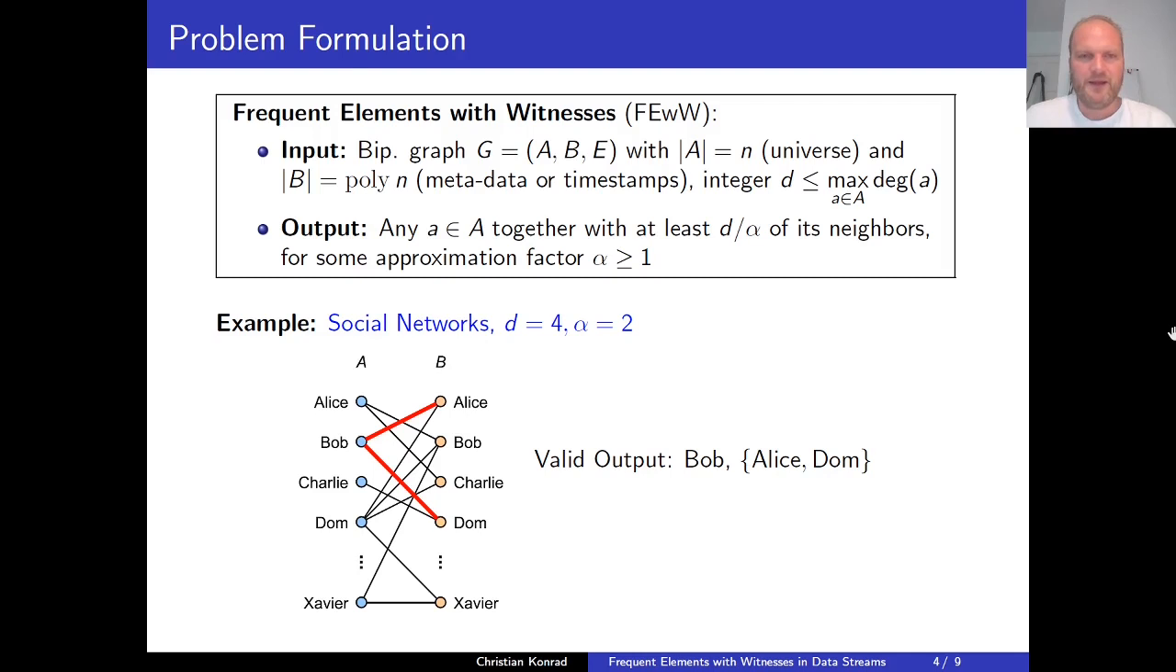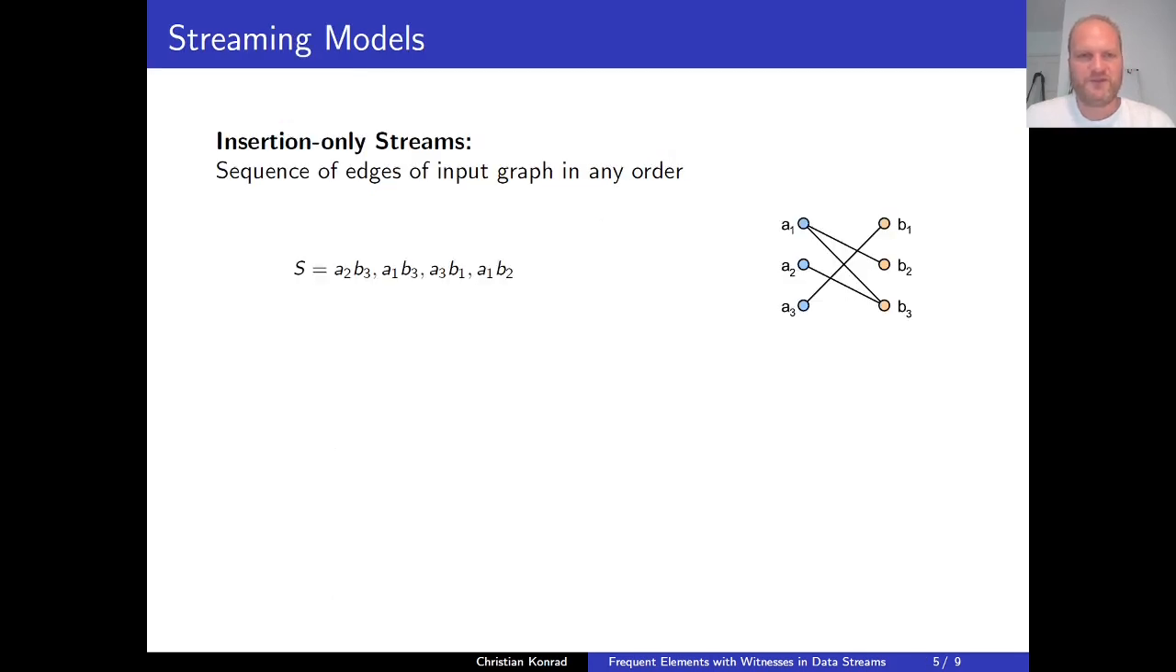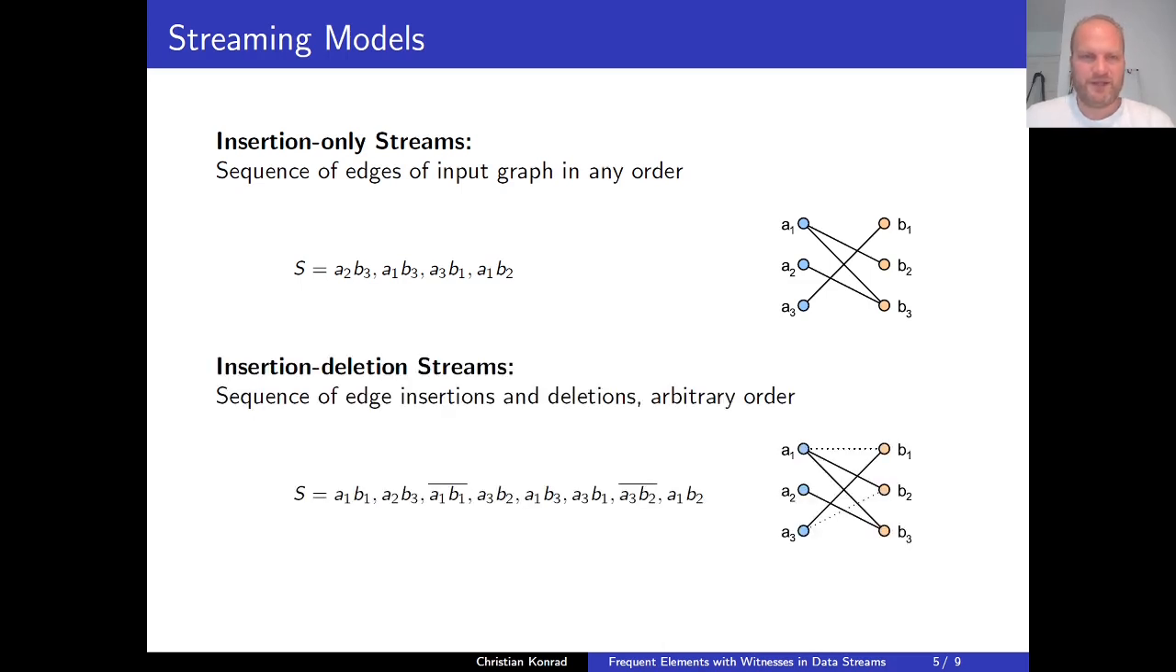Okay. Now, we study this problem in 2 types of streaming models. The first model is the so-called insertion-only stream model. Here we simply see a sequence of the edges of the input graph in arbitrary order. We also study this problem in insertion-deletion streams, where the input is a sequence of edge insertions and deletions, also in arbitrary order. So these 2 sequences here describe exactly the same graph. The only difference is that here we introduce some additional edges in this sequence, so A1, B1 is introduced here, but then A1, B1 is deleted again.